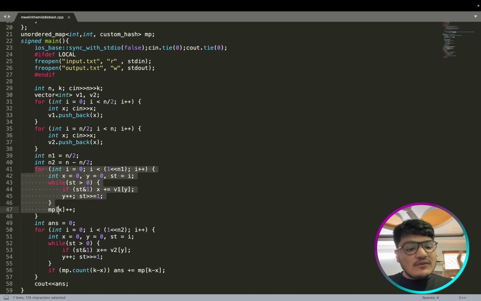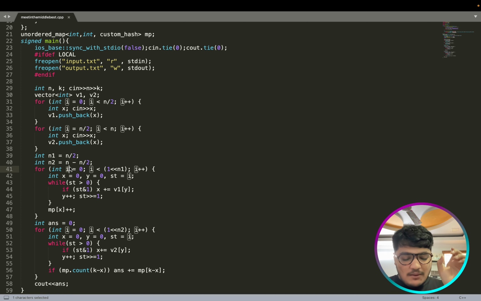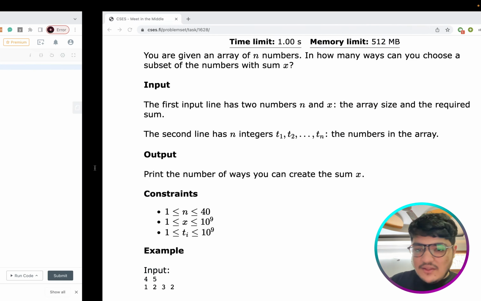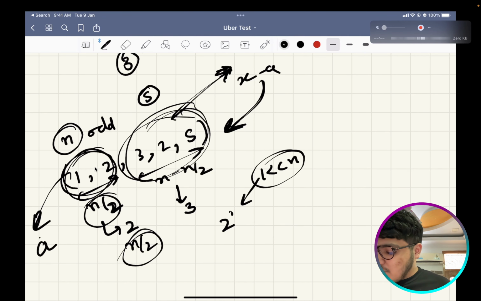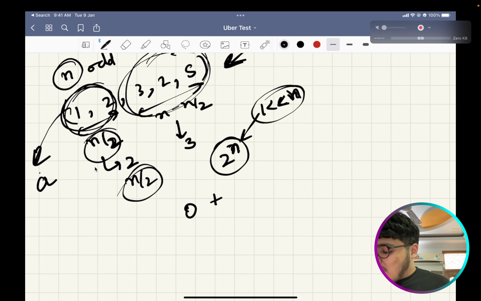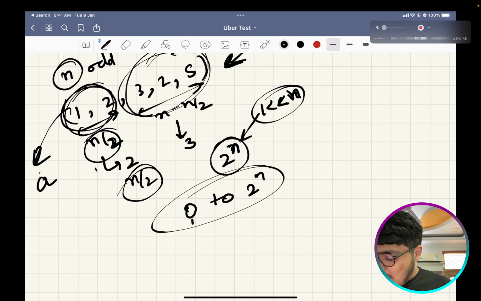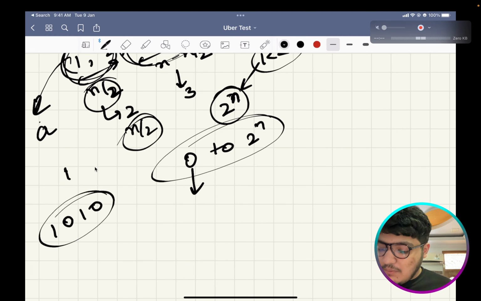Now I'll be generating all those subsets from my left partition and storing their sums. This would be my bit mask. As I told you, 1 shifted left by n means 2 to the power n, if you know bit masks, then you must know it. So I am iterating from 0 to 2 to the power n, and let's say I encounter this value, which is the binary representation of 10.